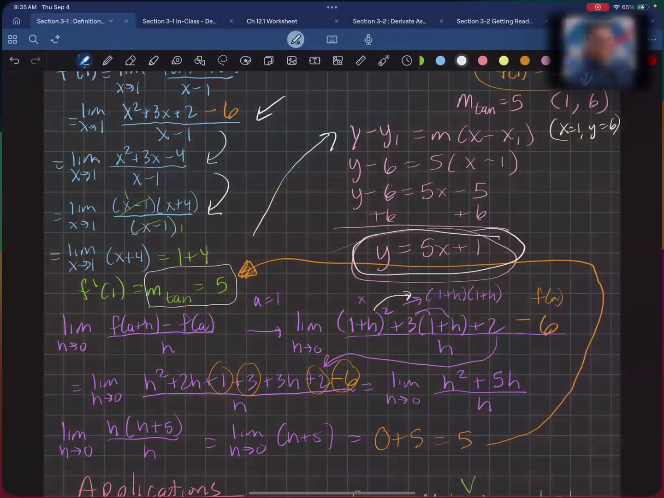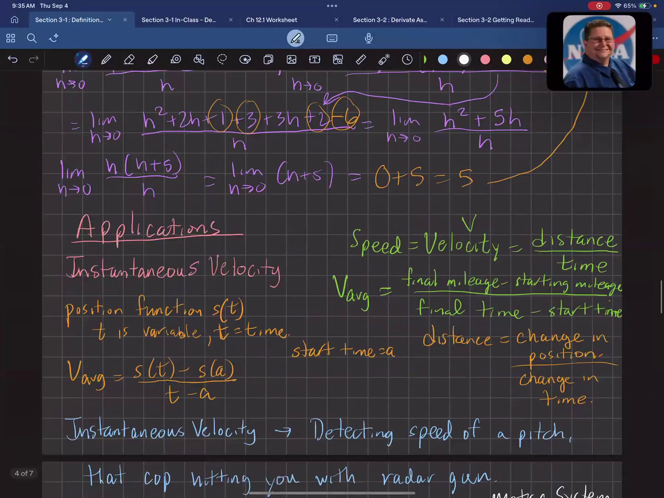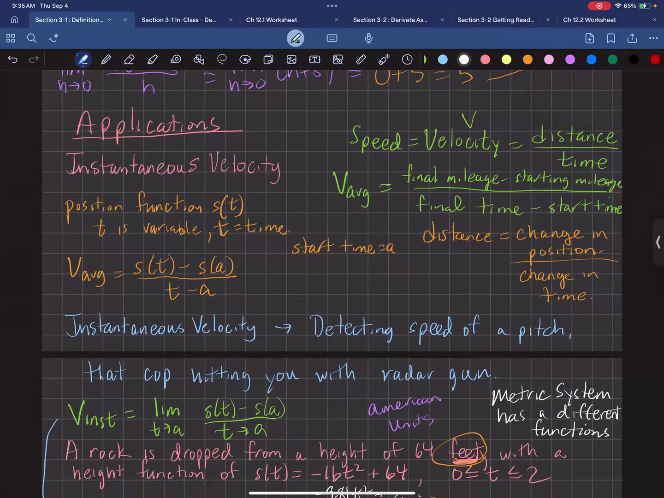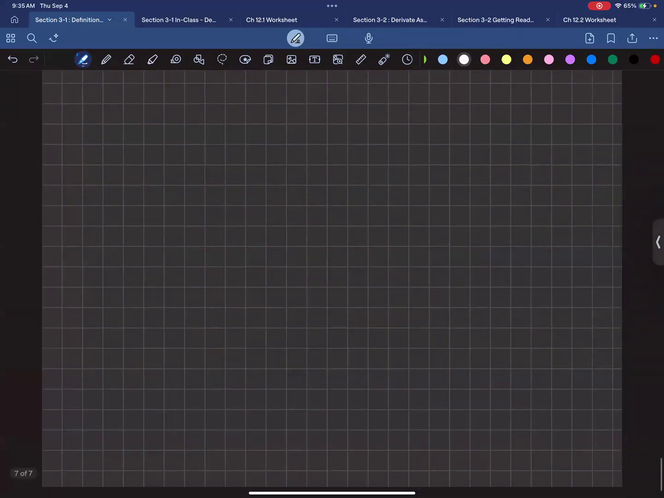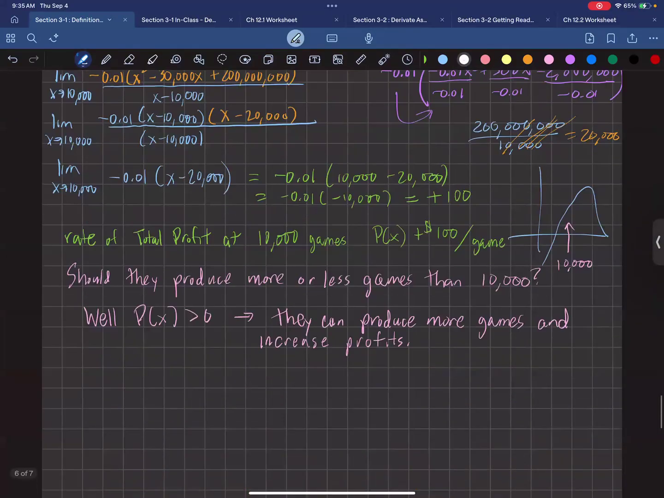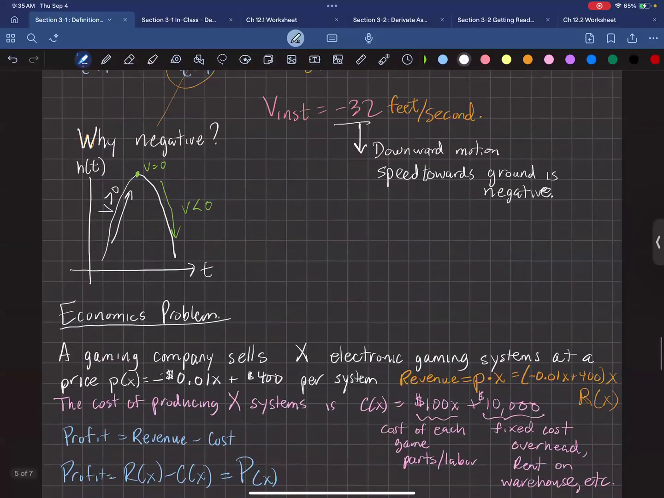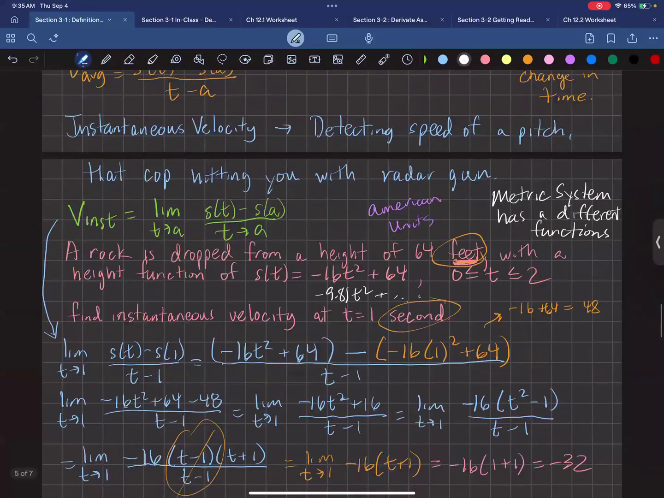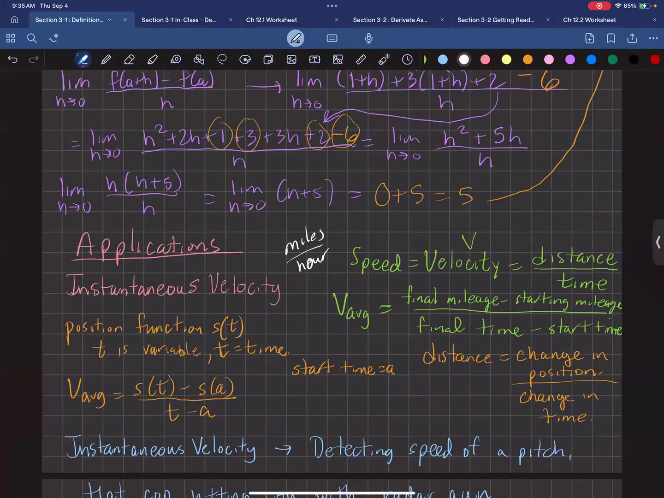All right, so now we're going to look at applications. One of the applications is instantaneous velocity. Velocity is speed, and speed is, you know this, you've seen this in the car, miles per hour. Let's go back. Speed is like miles per hour. It's a distance over a time.